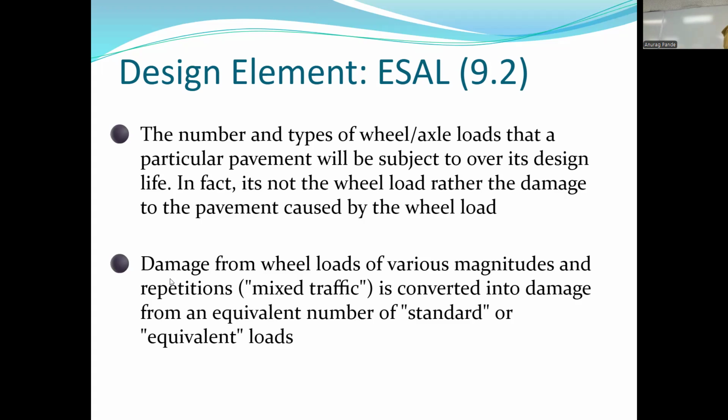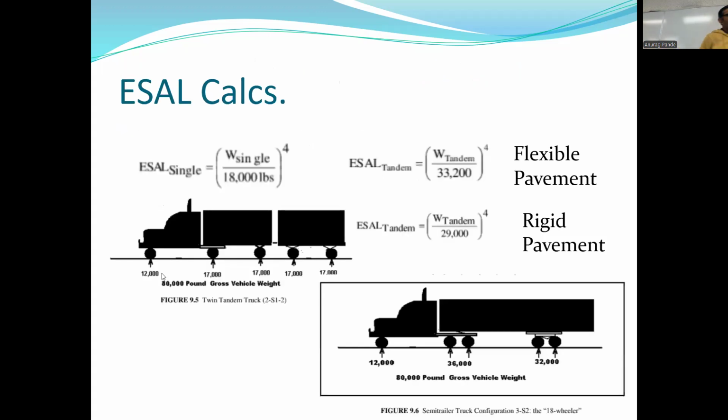So what we do is we estimate the damage from wheel loads of various magnitude and convert that into damage from an equivalent number of standard or equivalent loads. Okay, so that's the process that we're following. There are two different formulas for ESAL. If you have a single axle, we estimate the ESAL as the weight applied on that single axle, divided by 18,000, and you raise it to the power 4. Okay, so now think about that, right?